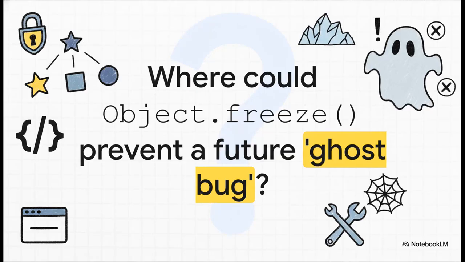And that brings us to the end. So I'll leave you with this question. Now that you know the real difference, think about your own projects. Where is there a config object, or a piece of state, or some other data that should absolutely never change? Where could you add one simple line of code today and maybe save yourself from a nightmare debugging session down the road?